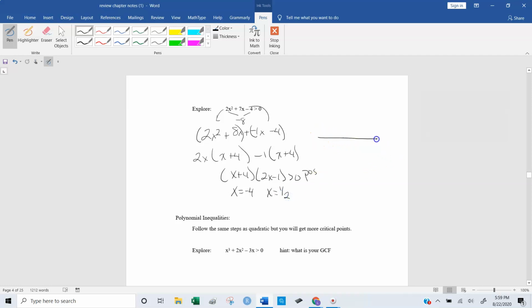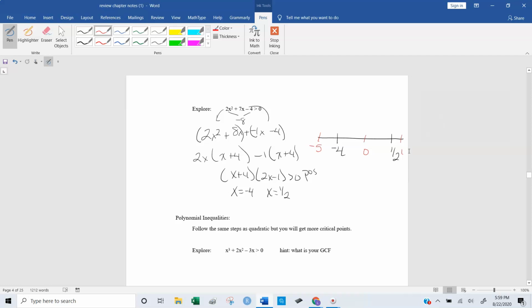So on my number line, I have 1/2. Oh, did not write that correctly. You're going to run out of room, so we're going to put it over, flip it. All right, let's put the negative 4 here. And we're going to put the 1/2 over here. Now we've got to check numbers in all sections to see where this is true. So I'm going to choose, let's do 0. I'll do a -5 and a +1. Those shouldn't be too bad to look at.